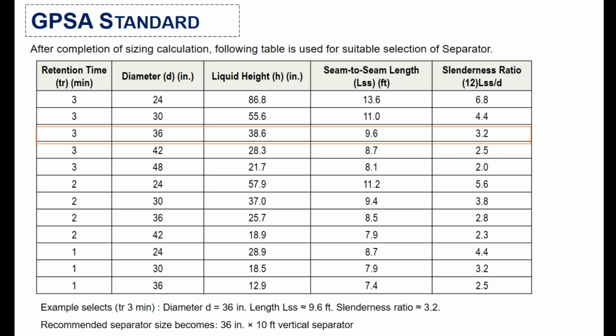After completion of all the sizing calculations, we use the GPSA standard to finally estimate the separator size. For example, if the retention time is 3 minutes and the diameter we found is 36 inch, the liquid height 38.6 inch, and the seam to seam length 9.6 feet, while the slenderness ratio was 3.2. In this case, the recommended separator size becomes a 36 inch by 10 feet vertical separator.